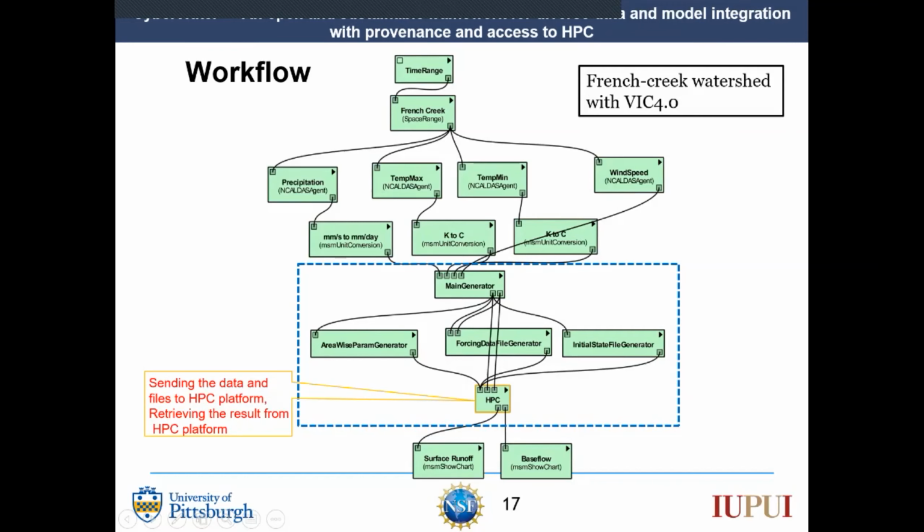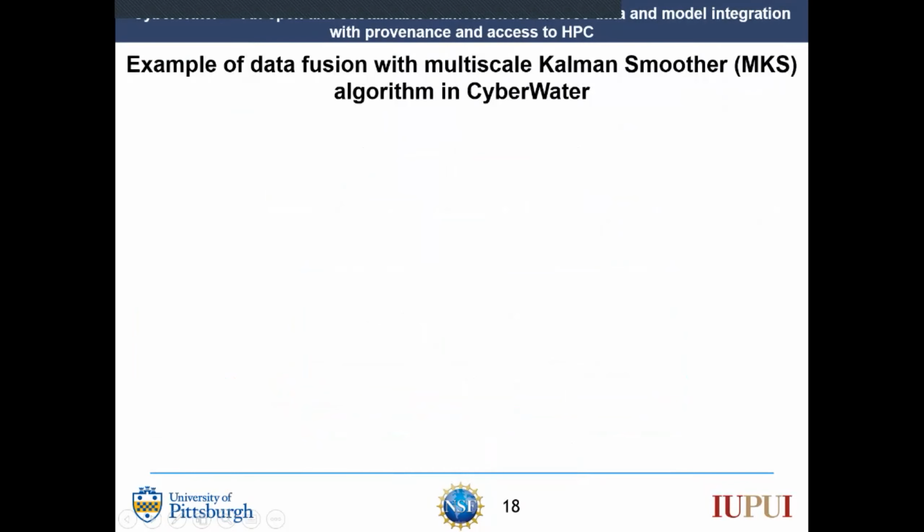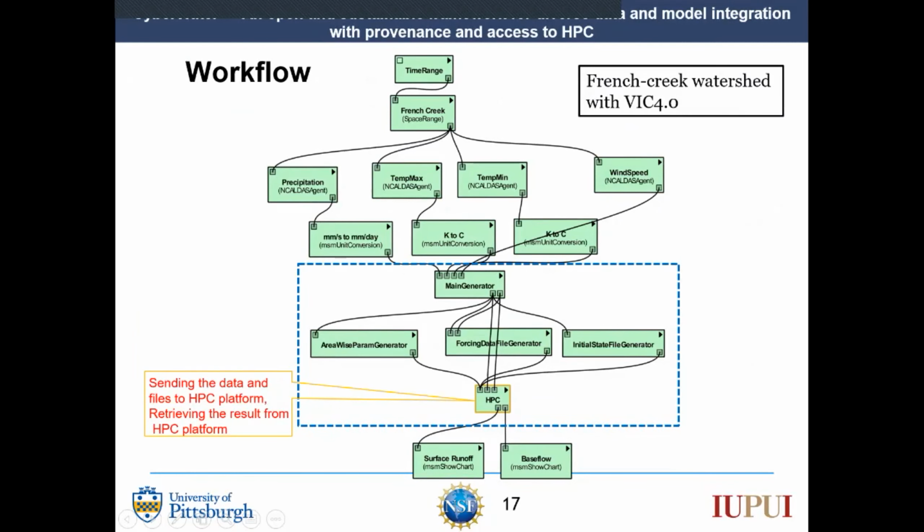And this example is to show you that not only can you execute your model locally, for example, the VIC model, but also you can execute your model easily on the HPC, the high performance computing platform. The difference is that you construct your model agent, in this case the VIC, by using the generic model agent tools, and you see these modules here. The only difference is that you replace the run module agent by the HPC module agent here. So to refresh your mind, if you want to run your model locally, you use this run module agent here. But if you want to run your model remotely on the high performance computing platform, you use HPC here.